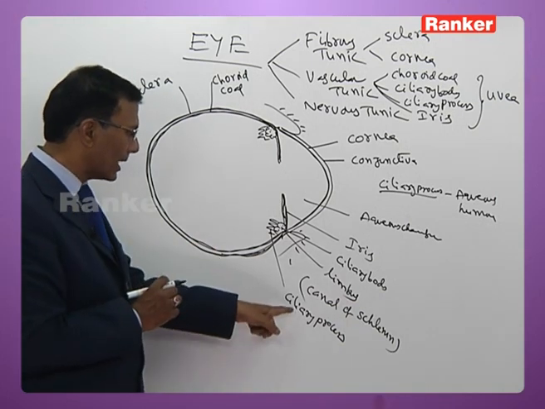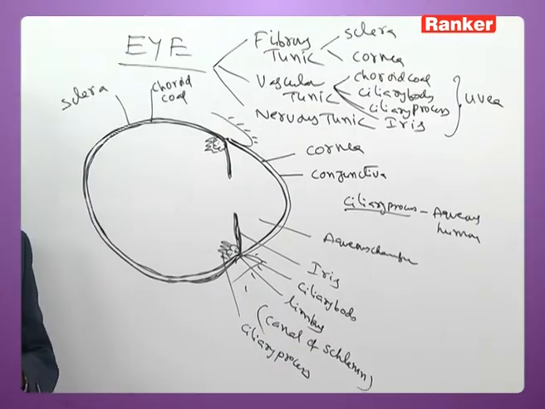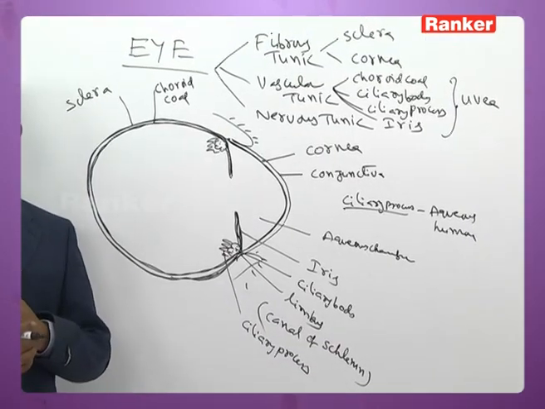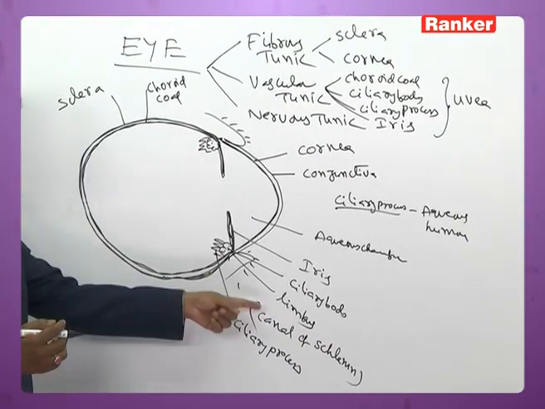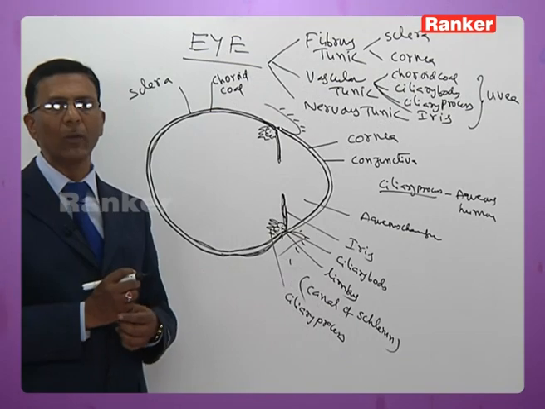That aqueous humor is secreted by ciliary processes. And whenever there is excess amount of aqueous humor, it is drained out through the canal of Schlemm into the venous circulation.